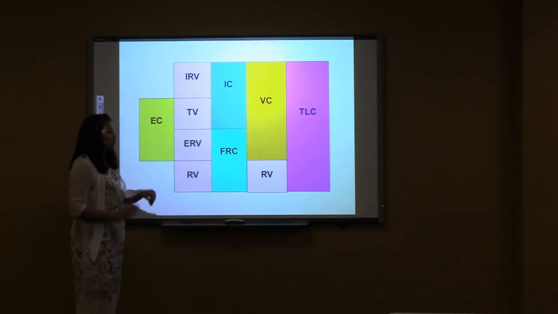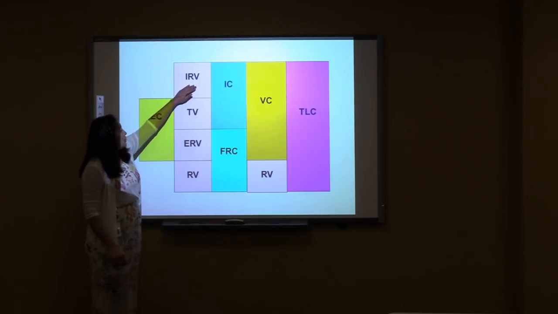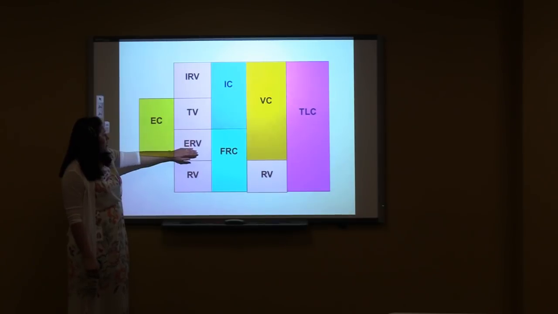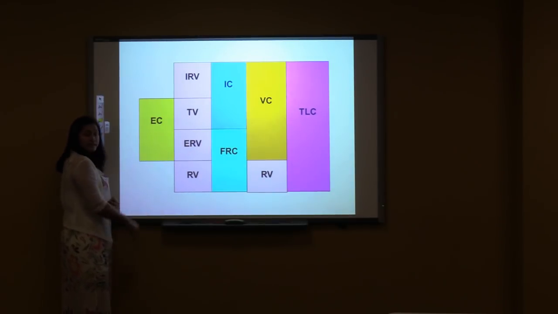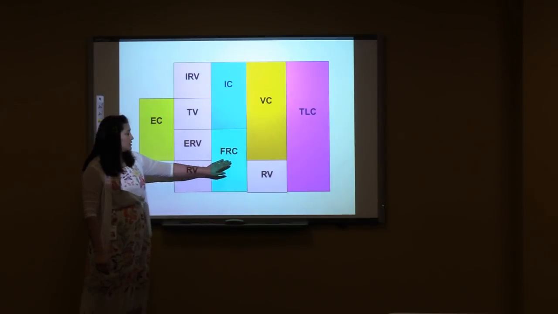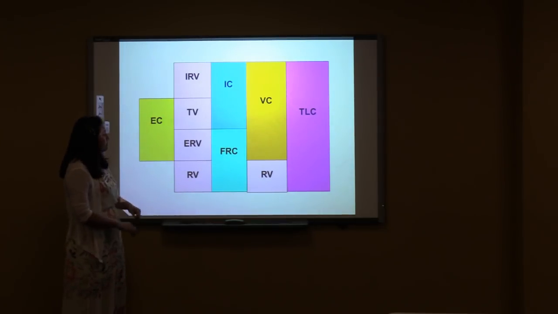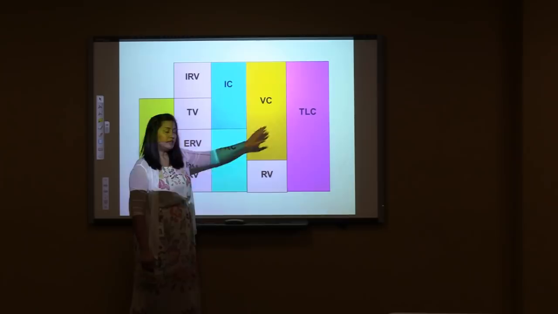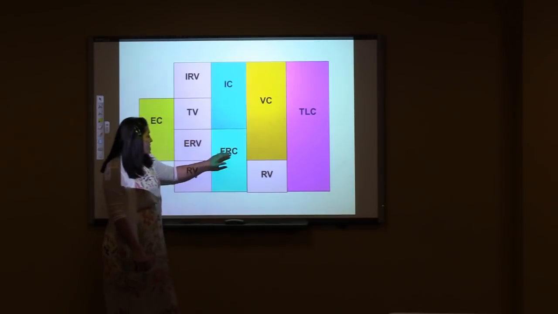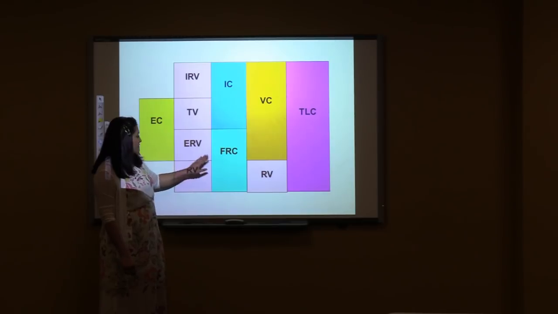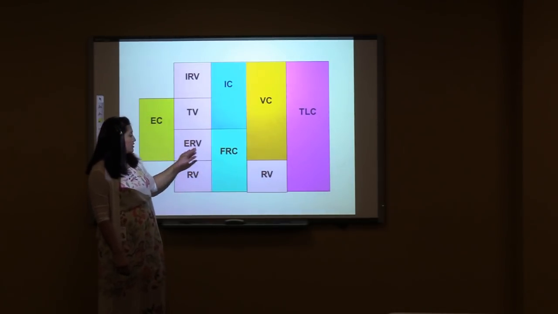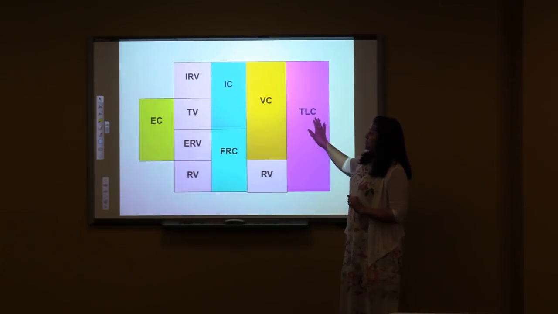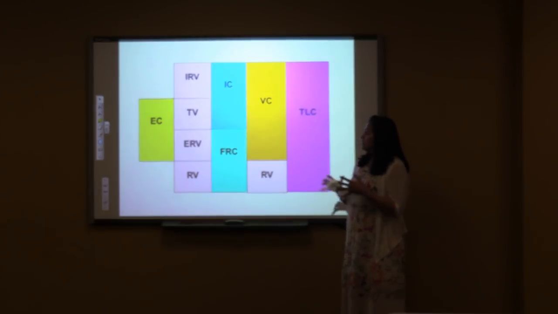So these boxes come together. IRV and TV give you IC. TV and ERV give you EC. ERV and RV give you FRC. IRV, TV, ERV give you VC. FRC minus ERV gives you RV. VC plus RV give you TLC. So these are the ways to calculate it.